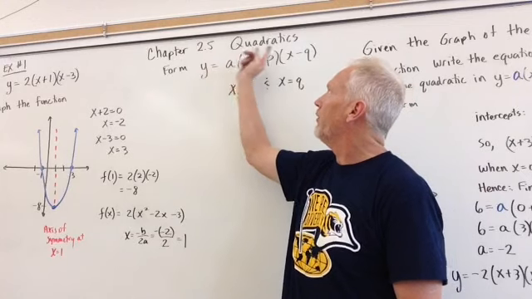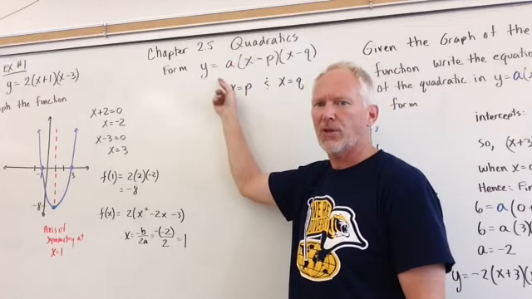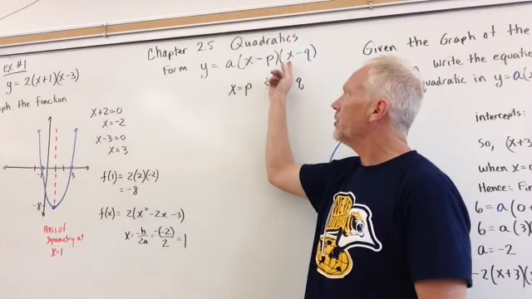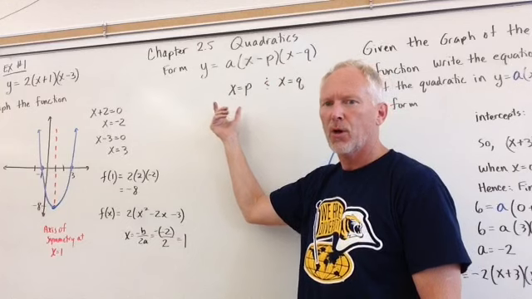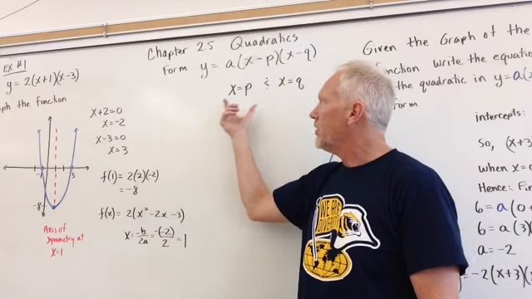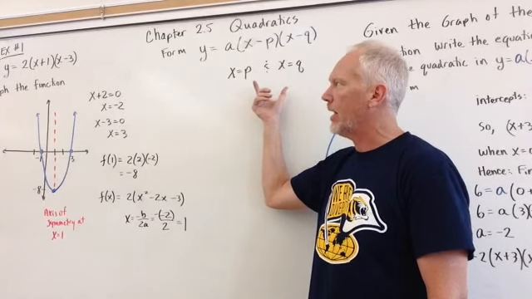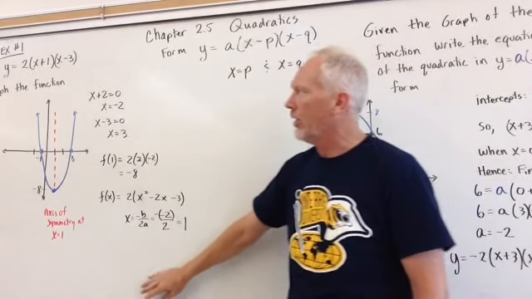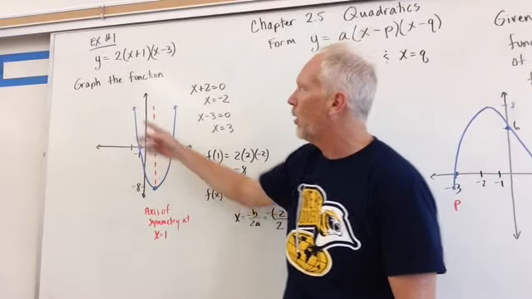Quick video on chapter 2.5 quadratics. This time we're in the form y equals a times (x minus p) times (x minus q), a factored form where one of the zeros is at x equals p and another zero is at x equals q. Let's take a look at an example of a regular function in factored form.